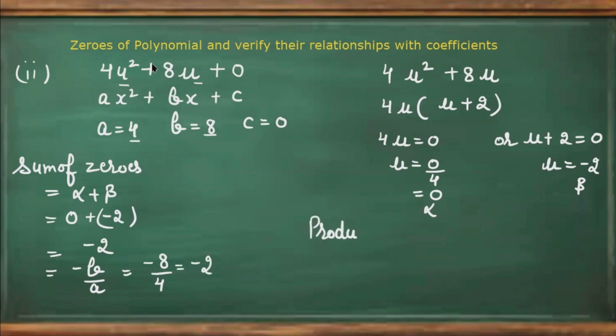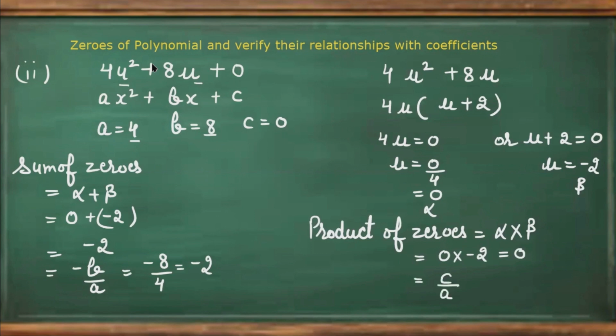Then product of zeros is equal to alpha into beta, which is equal to 0 into minus 2, which is equal to 0. And it can be written as c over a. The value of c is 0, the value of a is 4, and we'll get 0 here. So this way we can verify the relationship between the zeros of the polynomial and the coefficients.